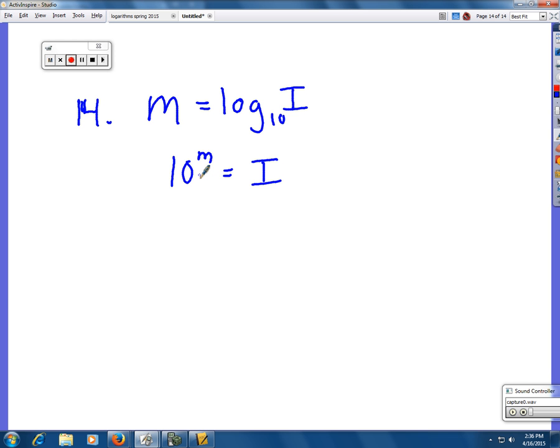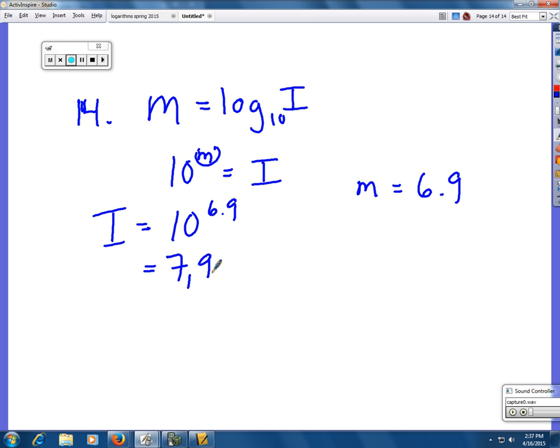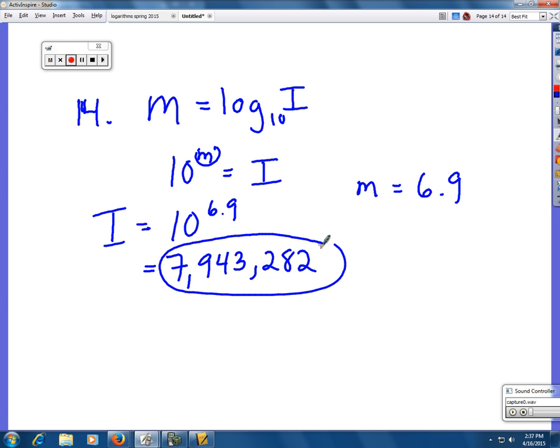And if I'm given that M equals whatever the Richter scale number is, in this case it was 6.9, I just plug that in for M. So I have 10^6.9, I is equal to that, and that just equals 7,943,282. So that is the intensity. It's a pretty intense earthquake.